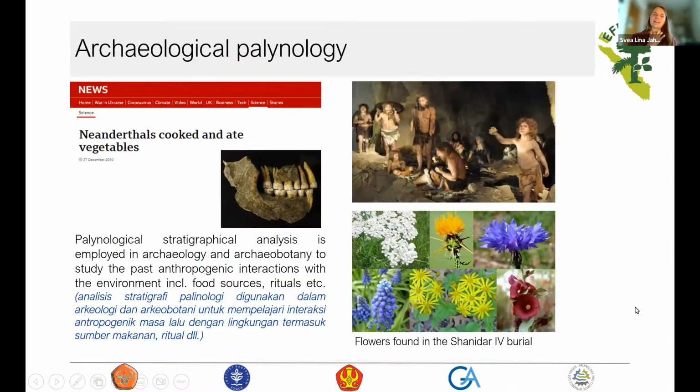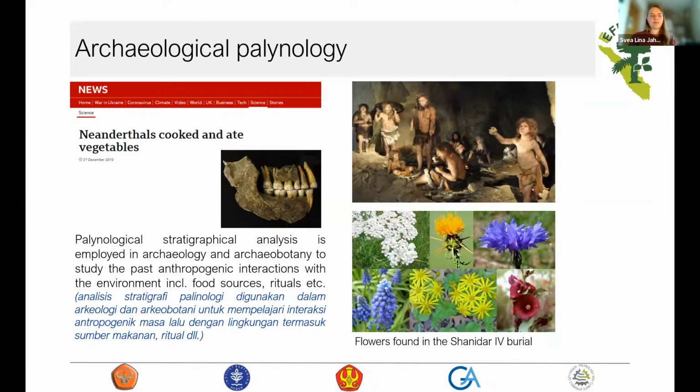So let's get a bit into archaeological palynology. Palynology can also help archaeologists to uncover some mysteries that they are still facing. Here palynological stratigraphical analysis can be employed to study, for example, past anthropogenic interactions with the environment, including, just an example here, food resources, or different plants used in rituals, and so on.